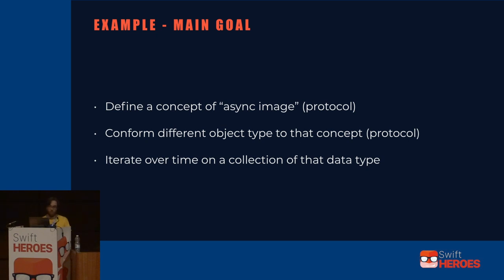So let's think about a real life example. I don't know how real it is, but it's something we actually implemented in production in many frameworks. Imagine, for instance, having feed-driven APIs like Spotify is doing, and you get strings representing images, and you don't know if the images are going to be remote and have to be downloaded, or you will have to look for them in the assets catalog of your application. So we want to define a concept of an asynchronous image and conform different data types to that protocol, use Combine around it, and eventually iterate over this array over time.